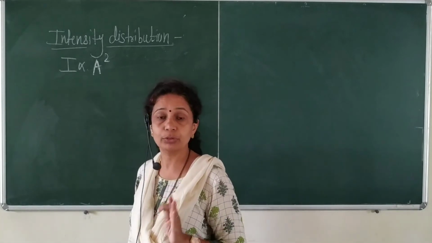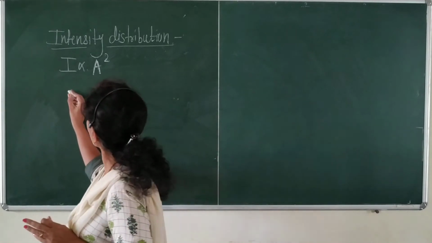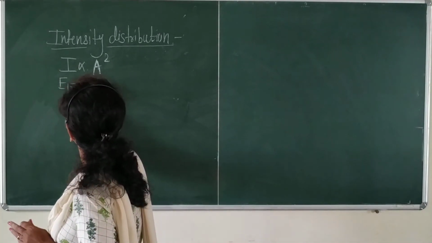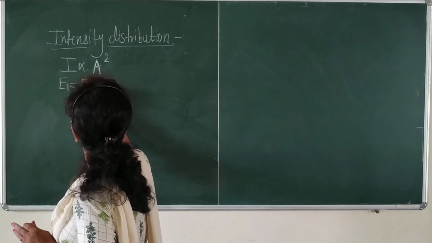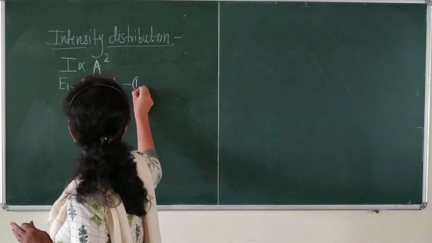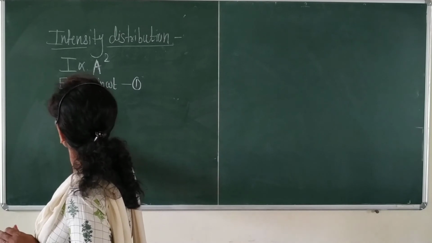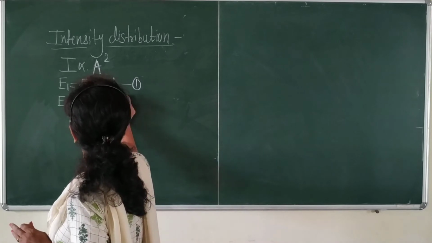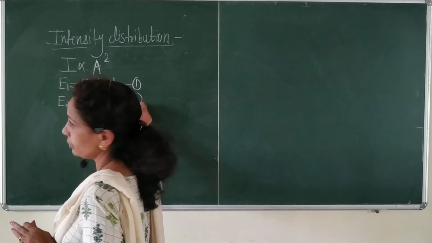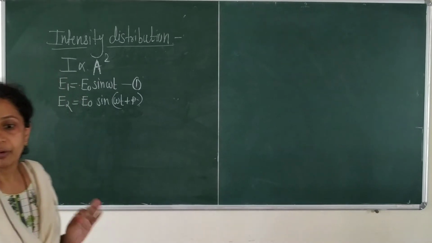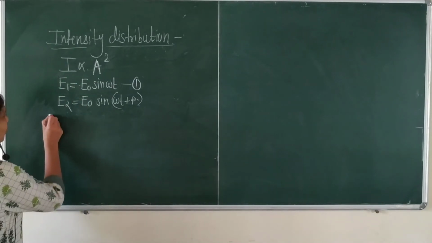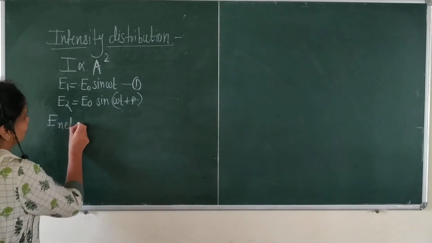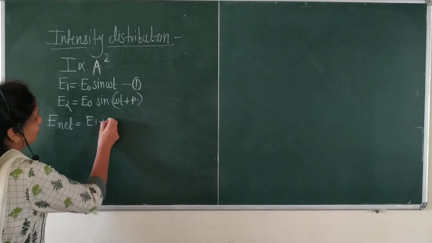Now the equations of the two waves can be written as E1 is equal to E0 sine of omega t, say it is equation number 1. The second equation is E2 is equal to E0 sine of omega t plus phi, कारण त्यांच्यामध्ये फेज डिफरन्स असणार आहे. What is the total value? E net is equal to E1 plus E2.